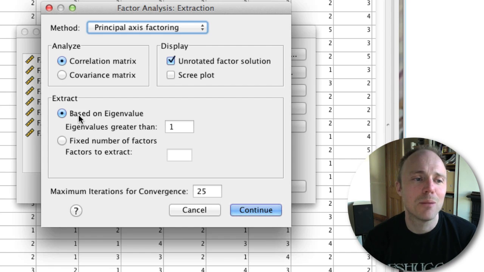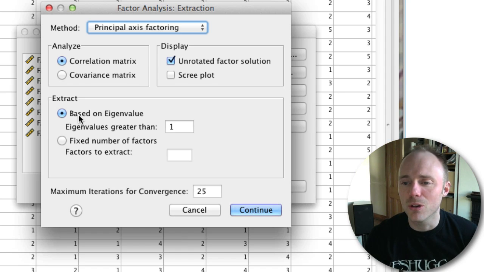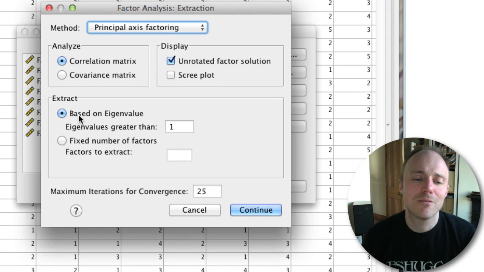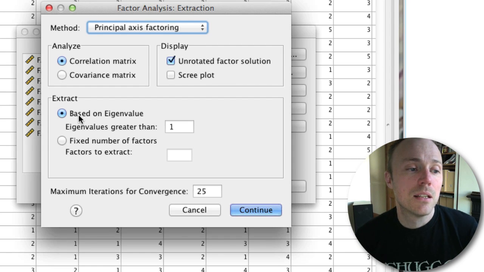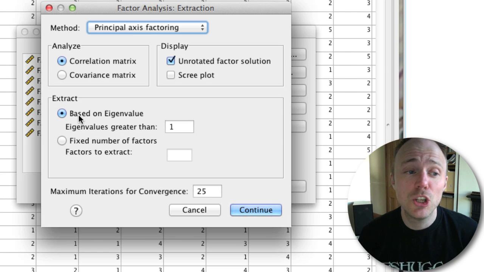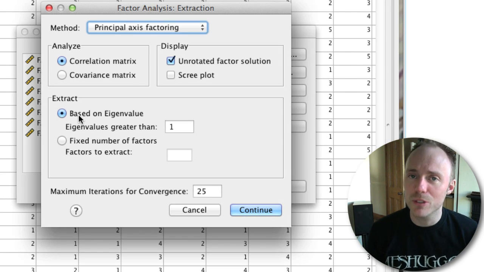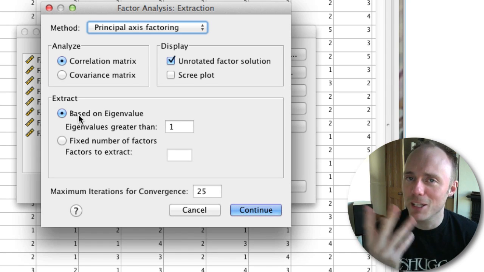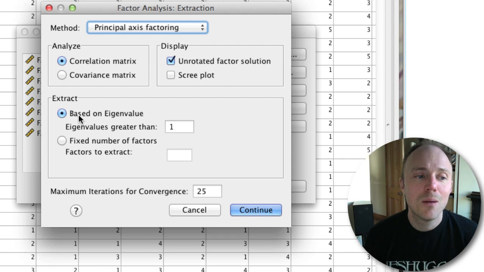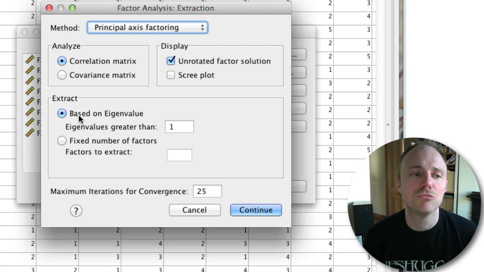Mathematically, it means something quite different to that, but essentially that's all it is. It's just a gauge of, if an eigenvalue is big, then it means that factor is explaining a lot of the variance in the data that you're putting in. So by default, SPSS chooses to keep hold of factors that have eigenvalues greater than 1. If you want to read about the whys and wherefores of the value of 1, then read the textbook. But that's a pretty common rule to use. So that's what it will do by default.